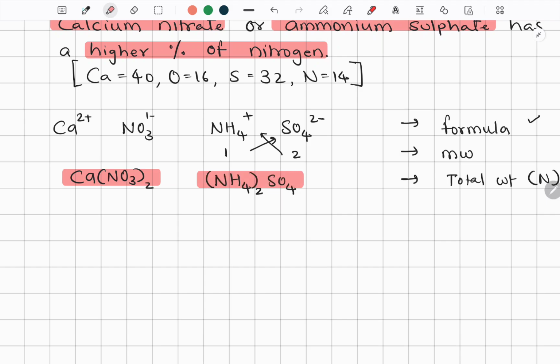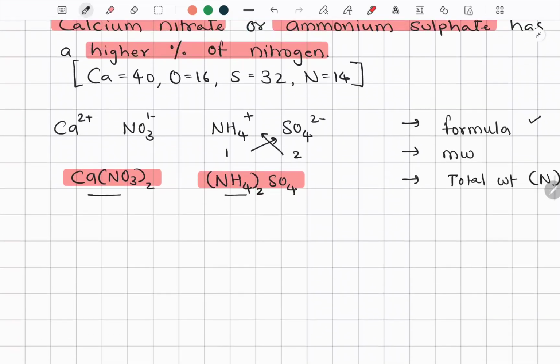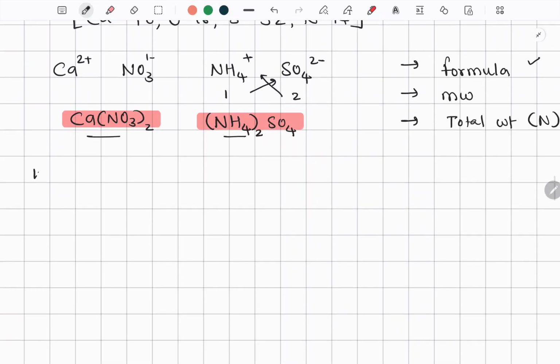So the first part is done, which is the formula. Now what is second? Second is the molecular weight. We need to calculate the molecular weight of calcium nitrate as well as the molecular weight of ammonium sulfate. Let's see how we can do it. Let's go for the first, calcium nitrate.